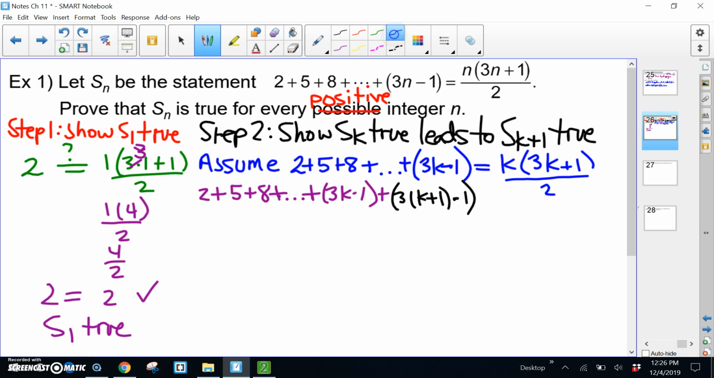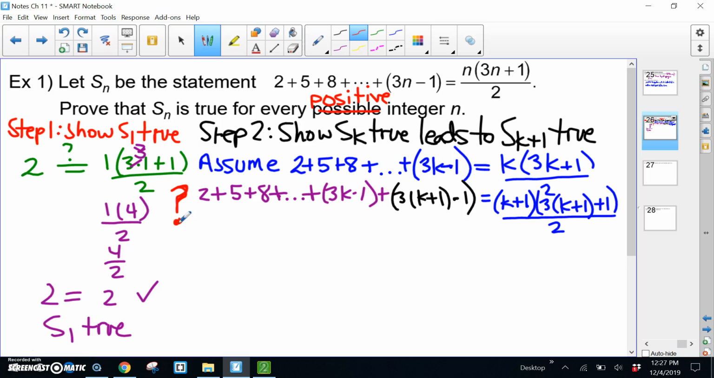Now, the right side of this expression, you just take your k and change it to k plus 1. That's your next term. So we're going to have k plus 1 times 3 times k plus 1 plus the 1 all over 2. Now, I don't have a whole lot of room on the right side, but you do. Technically, we should write a question mark right there. All right. We are trying to prove whether or not that's true.